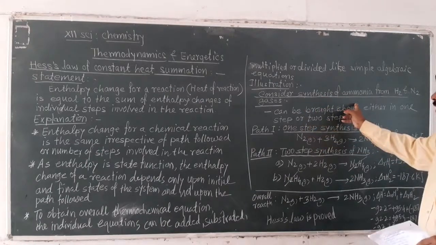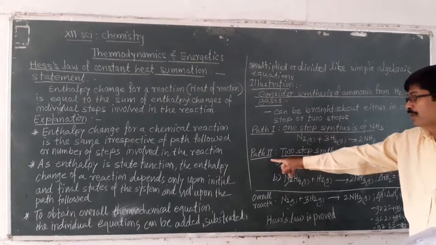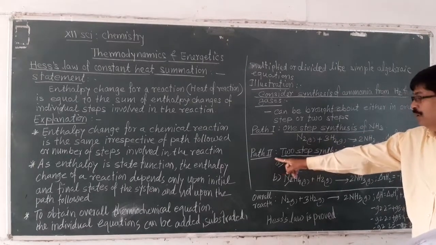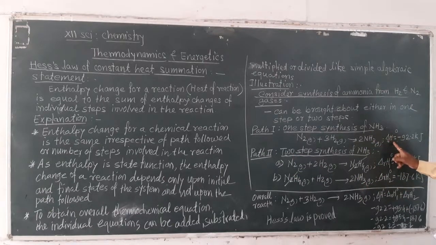Synthesis of ammonia either in one step by path first or in two steps by path second. It is observed that the enthalpy change of this reaction is equal to the sum of enthalpy changes of individual steps, first and second. It is proved by this calculation.